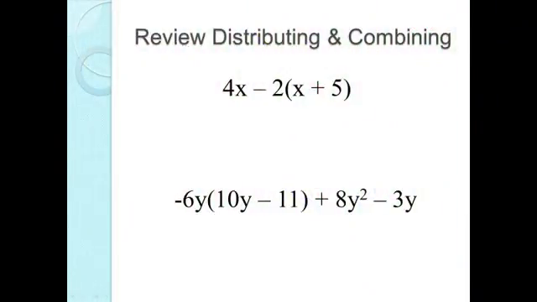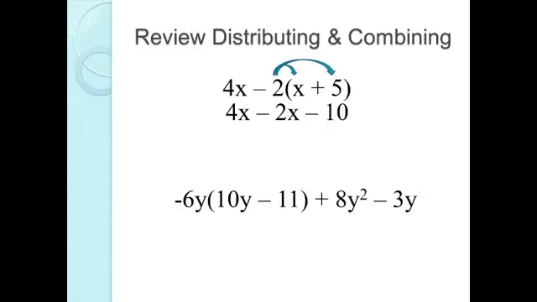Let's first begin by reviewing the last section on how to distribute and combine like terms. Remember, you always want to start with distributing. So in the first example, we will start by distributing the negative 2. Negative 2 times x is negative 2x, and negative 2 times 5 is negative 10. Now we will rewrite our problem. The new expression is 4x minus 2x minus 10.